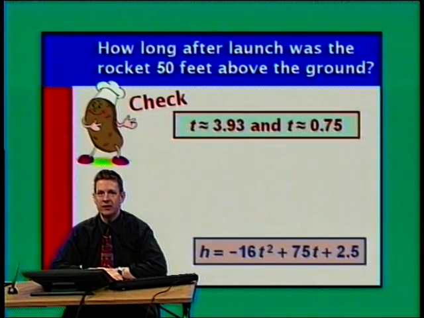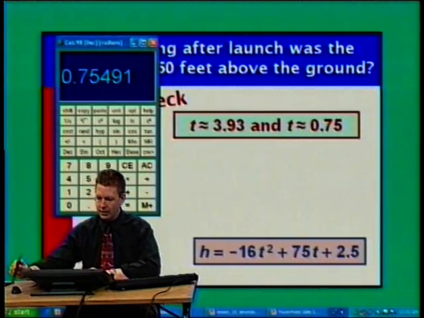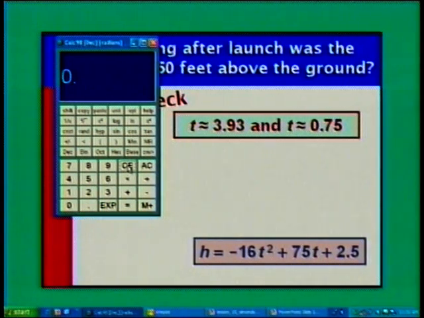So our two proposed solutions are 3.93 and 0.75. Both of these are approximations, so the height should be approximately 50 feet at these two times. Let's check that on our calculator. So I'm going to clear my screen, and I'm going to first check the 3.93 solution. So we're going to take 16, change the sign, times 3.93 squared, plus 75 times 3.93, plus 2.5.